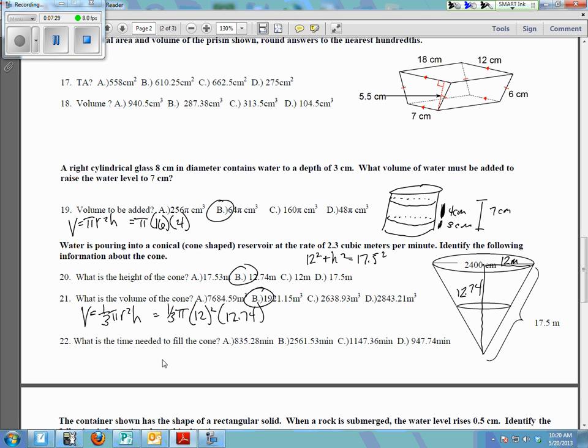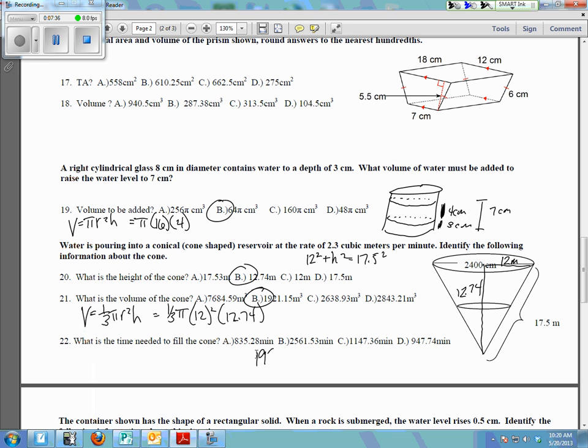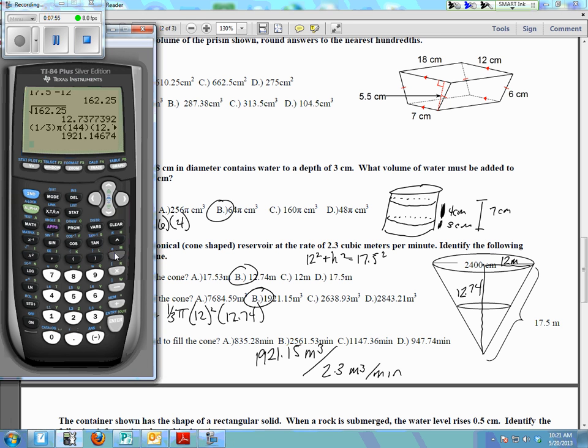Number 22 says, what is the time needed to fill the cone? Okay, well, the volume of the cone is this 1921.15 cubic meters, and we are filling this thing at a rate of 2.3 cubic meters per minute. So divide this by 2.3 cubic meters per minute. Divide that out, and it's going to take a total of 835.28 minutes. Option A.